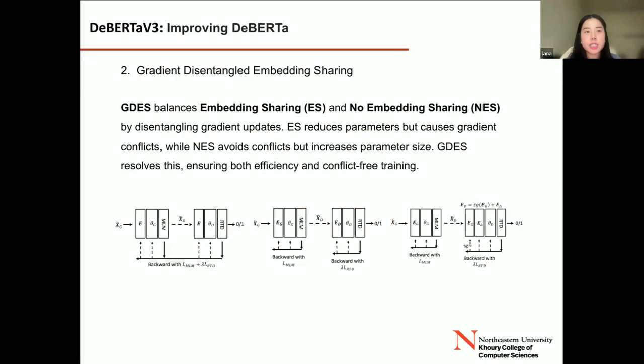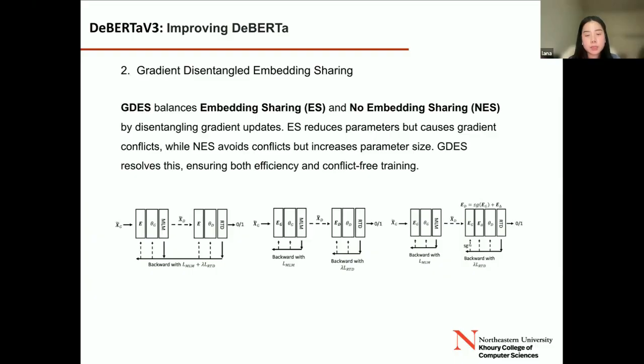And the second approach is no embedding sharing. To avoid this push and pull mechanism and avoid conflicts, the generator and the discriminator use separate embeddings. This eliminates interference between the masked language modeling and the replaced token detection, but it comes at the cost of increased memory usage and reduced efficiency, as both networks must learn separate embeddings.